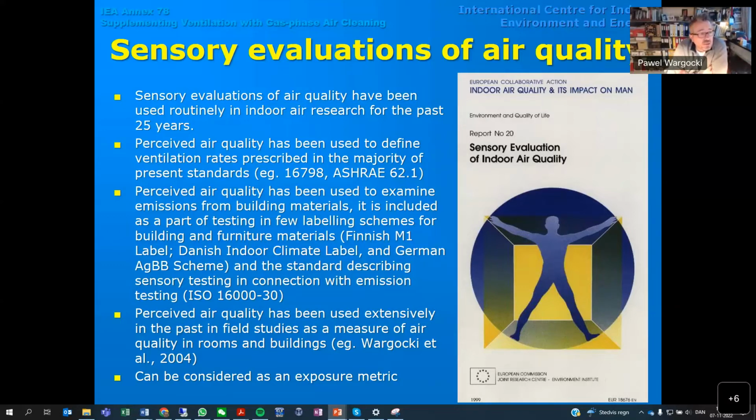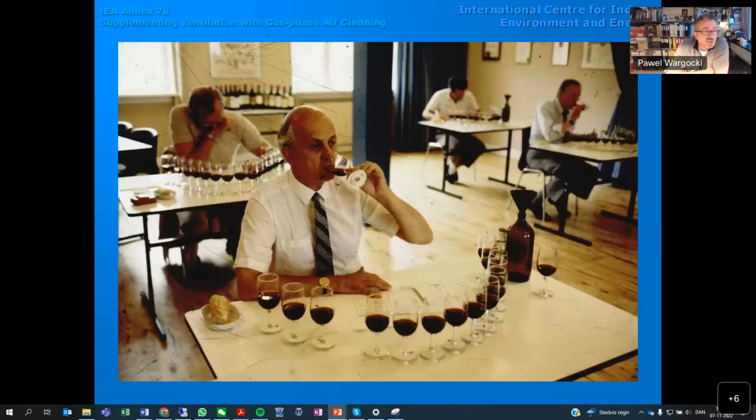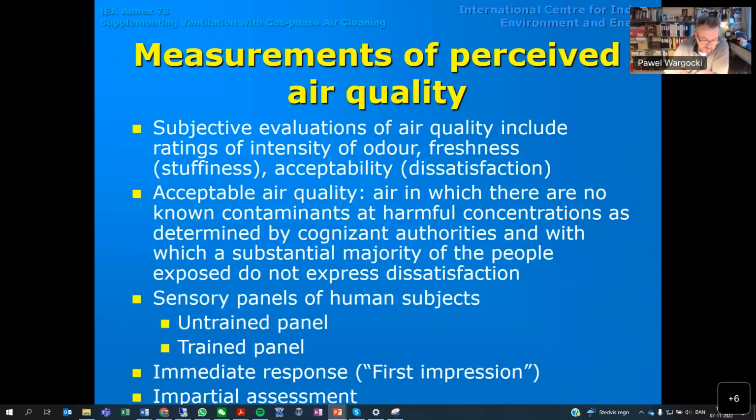It has certain limitations, but all methodologies have limitations, and chemical analysis also has a lot of limitations. And just to remind you that sensory evaluations are used in many other disciplines, so it is not something special that we are developing here. Basically, in many of the other disciplines, sensory evaluations by humans, or our senses and perceptions, are primary over other methods of analysis, or at least complementary to those analyses. So how do we do measurements of perceived air quality?